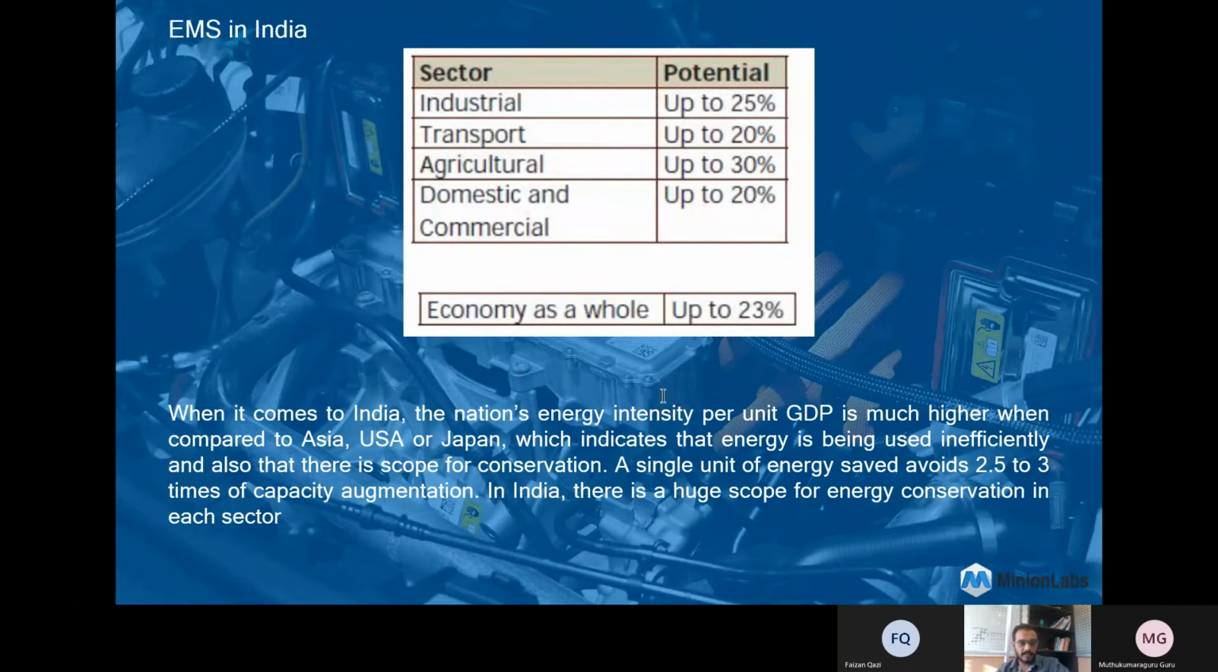Coming to the industrial sector, there is approximately up to 25% potential for energy conservation. Transport, it's 20%. Agriculture, 30%. Domestic and commercial uses, it's again 20%. So the whole economy as a whole, up to 23% of energy conservation can be implemented.